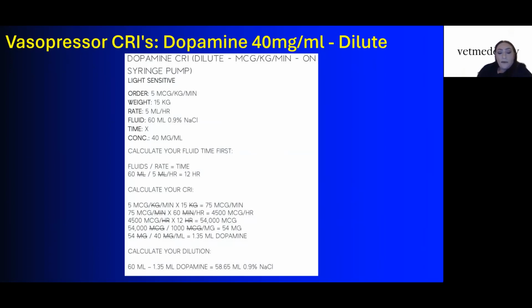54 milligrams divided by 40 mgs per mil equals 1.35 mils dopamine. So to calculate our dilution, 60 mils minus 1.35 mils dopamine, that would leave us with 58.65 mils diluent.